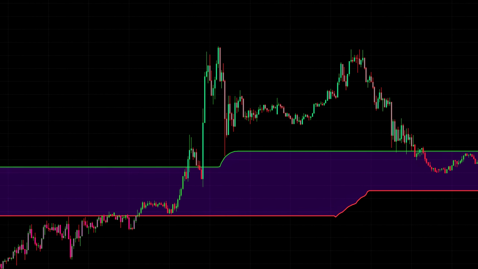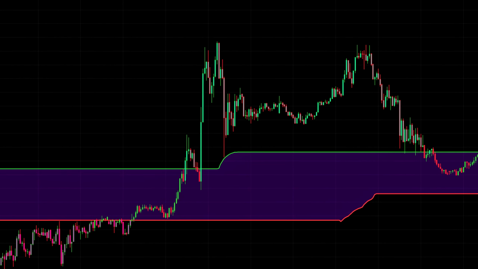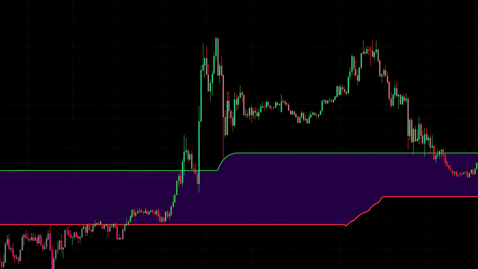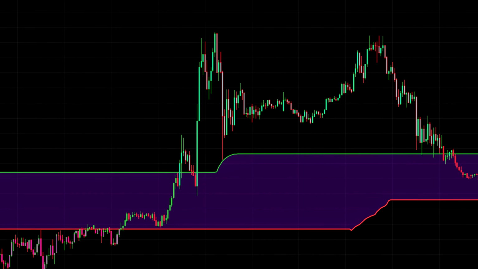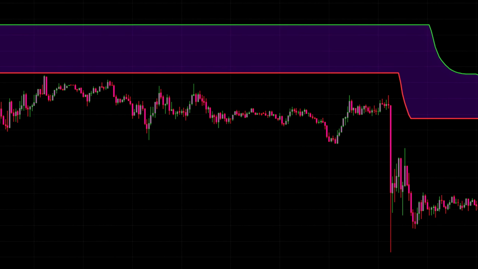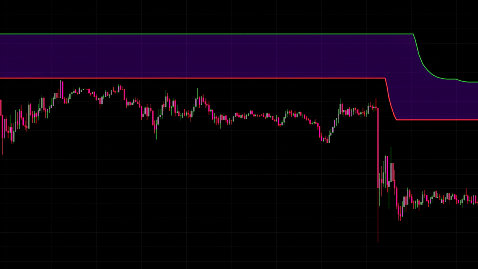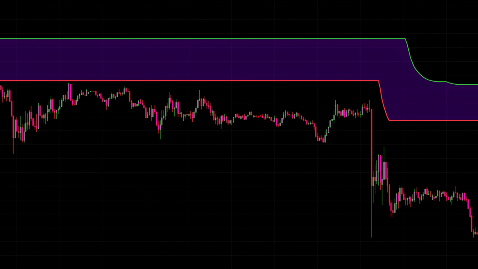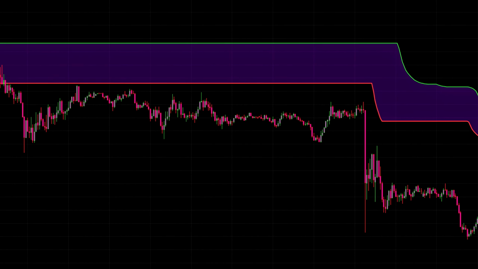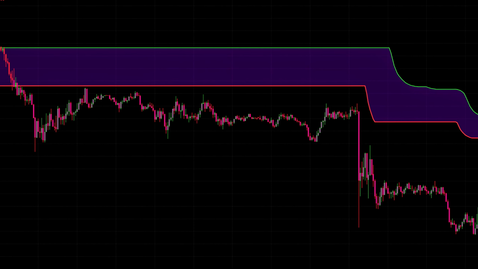This indicator helps identify trends and potential entry points. Candlestick above the indicator plus navy color equals bullish trend. Look for buy orders after a retest. Candlestick below the indicator plus red color equals bearish trend. Look for sell orders after a retest. Candlestick within the indicator area equals no trade zone.